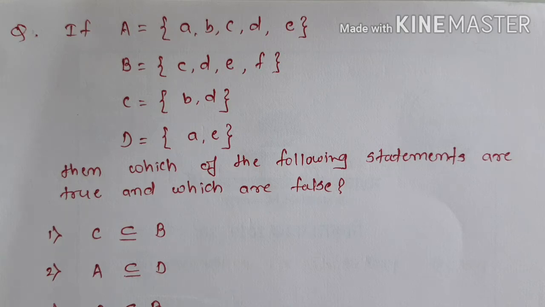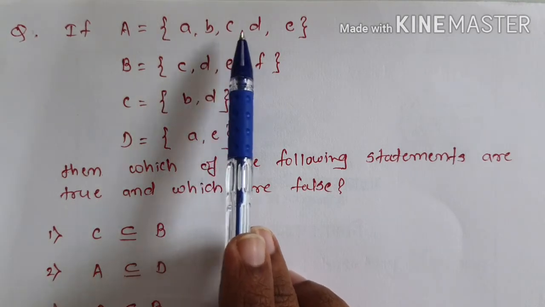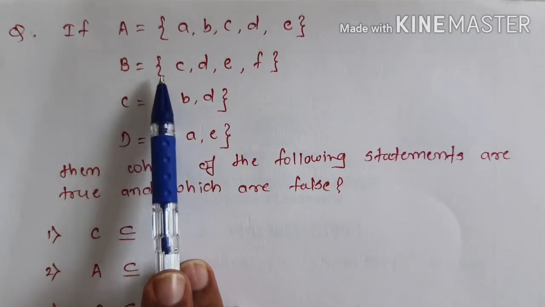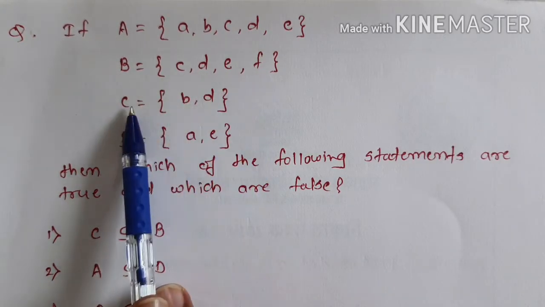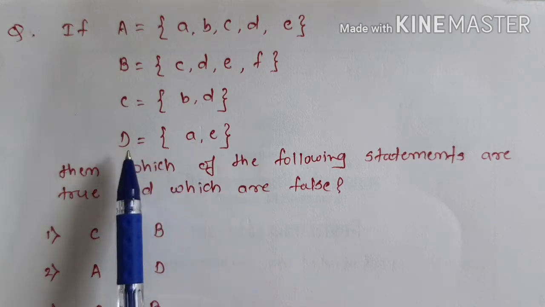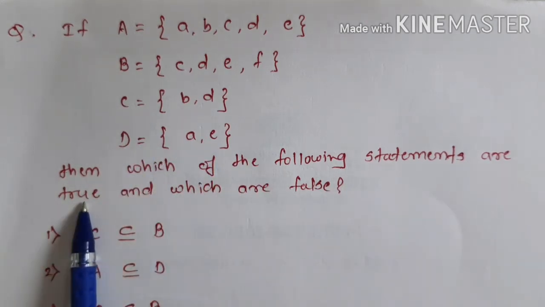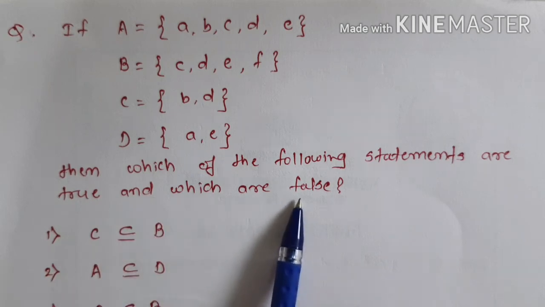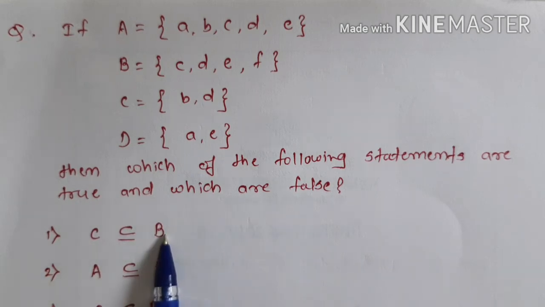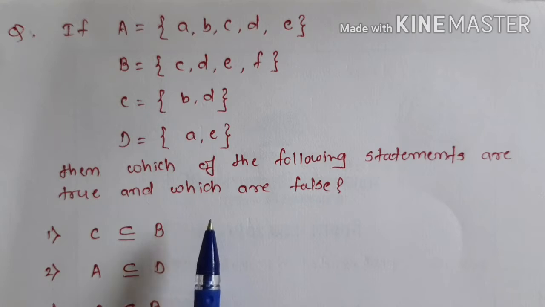Next question is, if there are some sets given A, B, C and D, set A contains elements a, b, c, d, e, set B contains elements c, d, e, f, C contains b, d and D contains a, e, then which of the following statements are true and which are false? So only we have to decide the true or false statements amongst the following.